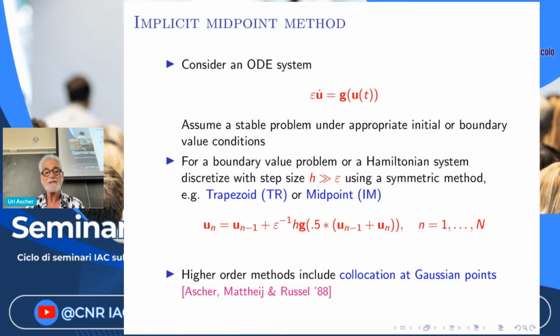But there are some reasons to also look at symmetric methods, sometimes, for example, for boundary value problems, and other reasons too. So the midpoint method, here it is. I mentioned it before, but here it is. g is now sampled at the average of the known u sub n minus 1 and the unknown u sub n. That's midpoint. And then there's also collocation at Gaussian points, which are methods of a higher order of the same type as implicit midpoint.